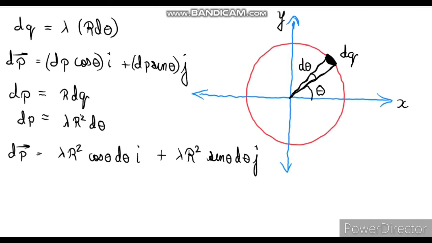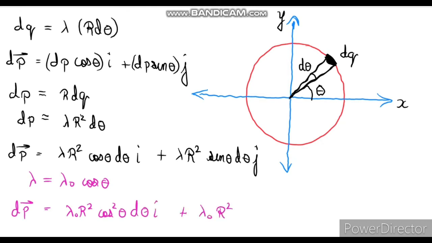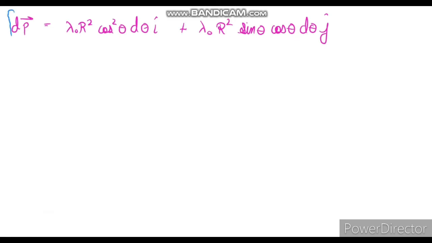Now according to the condition given in the problem, the value of lambda is lambda naught cos theta. So substituting this value in the expression, we get dp equals lambda naught r square cos square theta d theta i cap plus lambda naught r square sin theta cos theta d theta j cap. Let us now integrate this expression to find the value of the net dipole moment. The limit of the integral for theta will be from 0 to 2 pi.